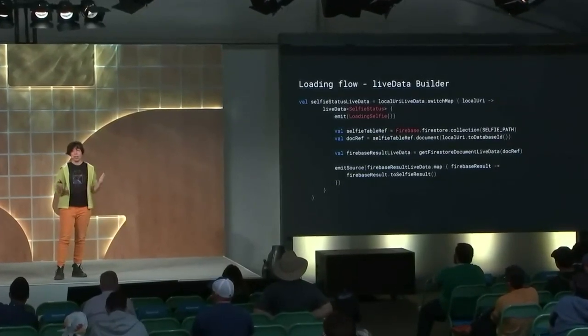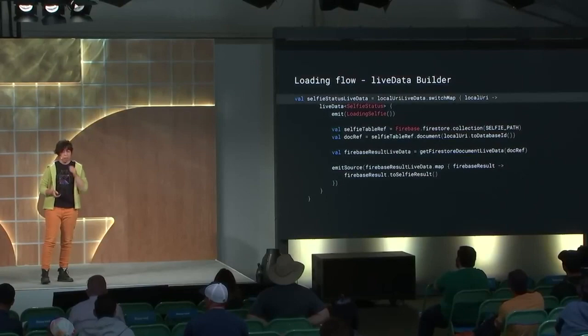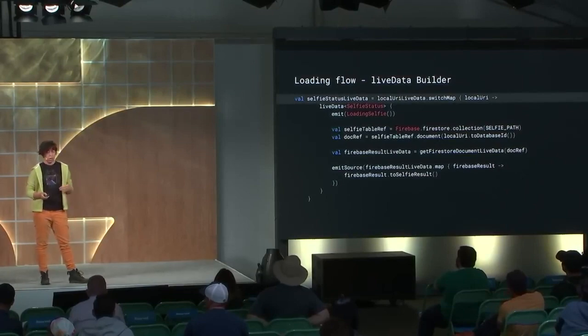OK, so here's the code, and it's essentially the same block of code that I showed you before. I've just added the switch map in here. Whenever the local picture URI changes, a new live data will be created and swapped in as the backing live data using the same builder logic.